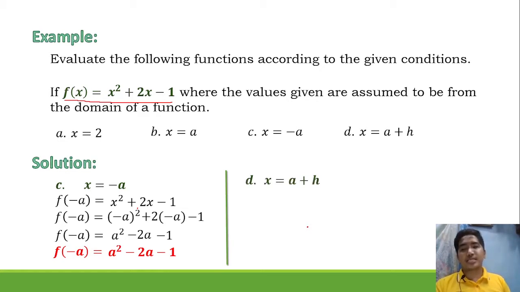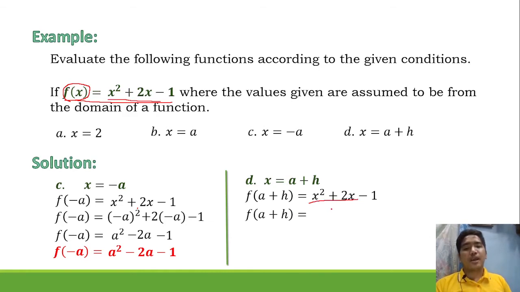Okay? So, same process. Katulad lang ulit ng kanina. Una natin gagawin is palitan sa f of x ng a plus h, yung kanyang value for our x. F of a plus h is equal to x squared plus 2x minus 1. So again, galing po ito doon sa ating given formula or given equation. Next, f of a plus h is equal to, then substitute the value of x, which is a plus h. So we have a plus h squared plus 2 times a plus h minus 1.